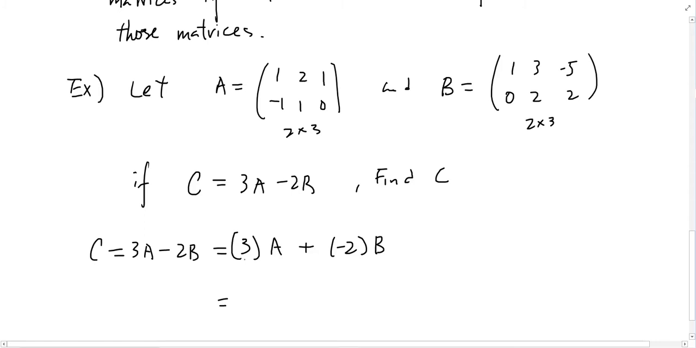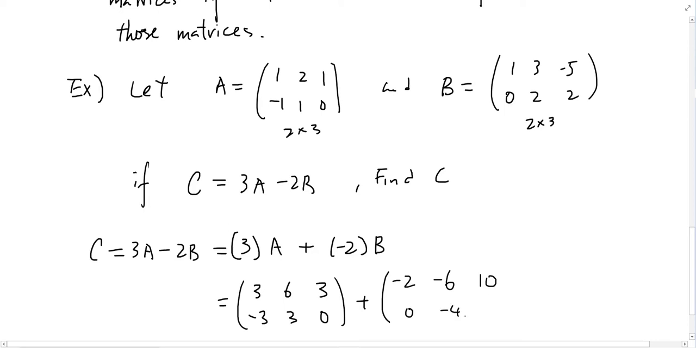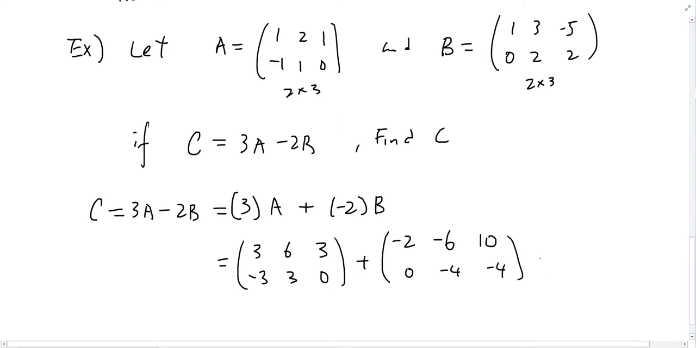So what will happen to that? So simple. When you multiply 3 by matrix A, you can simply multiply every single one of the numbers inside matrix A by 3. So it becomes 3, 6, 3, -3, 3, 0. Plus, same thing with B, we'll multiply by the -2, so it becomes -2, -6, +10, 0, -4, -4.